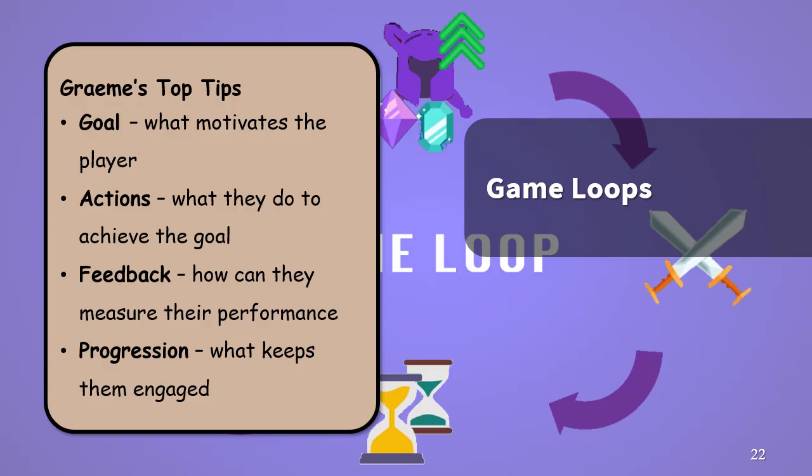If it was a good action, then positive feedback reinforces their sense of accomplishment. Negative feedback obviously tells them to reassess and maybe try a different strategy next time. And then finally, progression. This is the final little part of there, and this is what keeps them engaged.